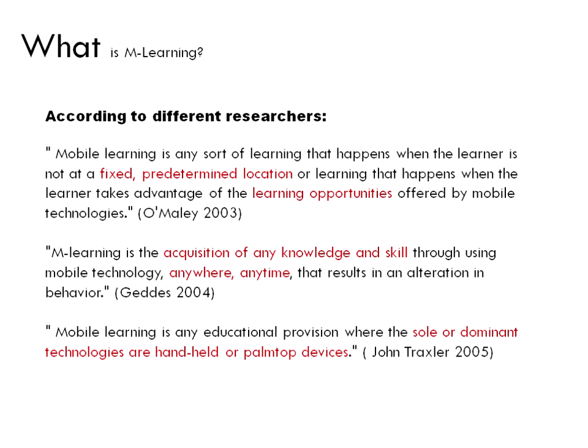People often mistake mobile learning for a kind of e-learning, but I don't agree with it, because e-learning is a different domain. Mobile learning has become a different domain. Why? In O'Malley's definition, I have written some words in red, like fixed. The learner is not at a fixed, predetermined location.